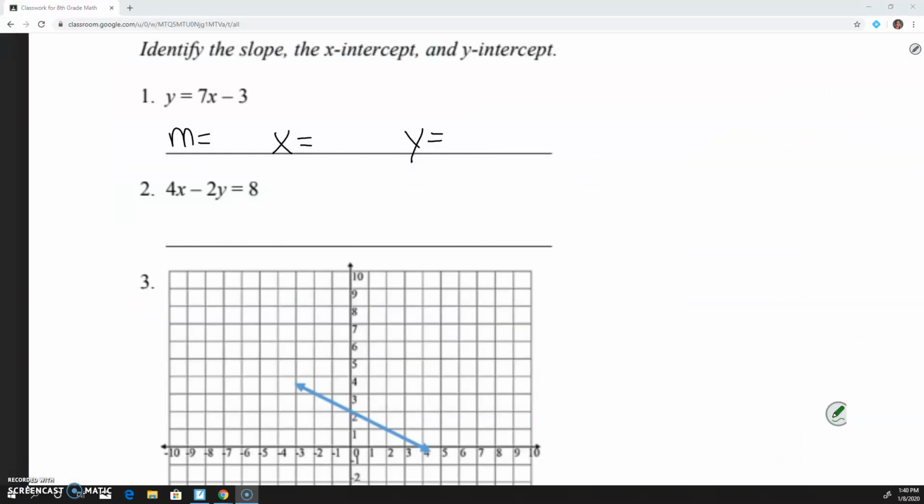What's your m? I didn't get it. What's your m? Where's m always? Y?